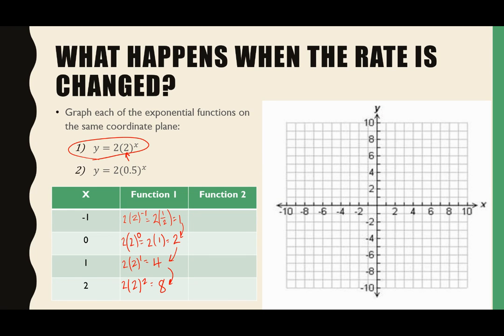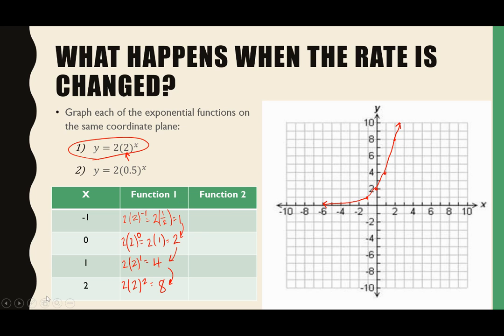Okay, so when I put that on the graph, I have (-1, 1), (0, 2), (1, 4), (2, 8). And it's going to go up to the right like this, not the best curve. And then it's going to go down in this direction. Okay, and I'm going to revisit that in just a second.